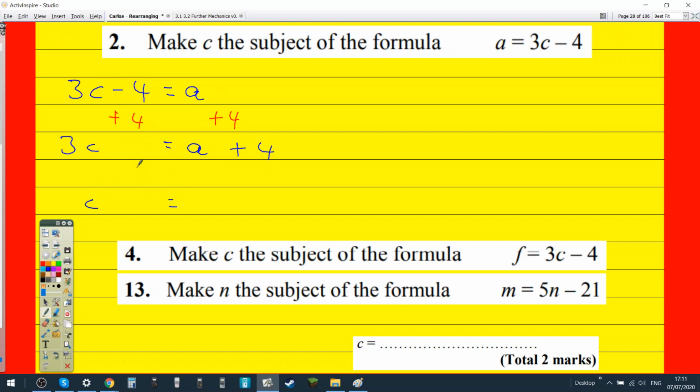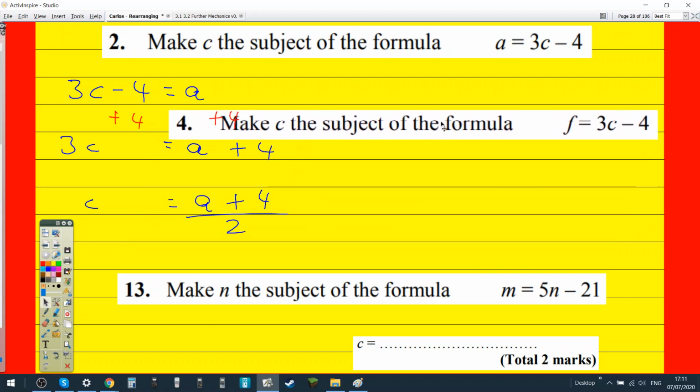What is 1c? 1c is A plus 4, all divided by 3 is the easiest way to do it. Okay, A plus 4 divided by 3. Yeah, so just all of that divided by 3. You basically just divide both sides by 3.